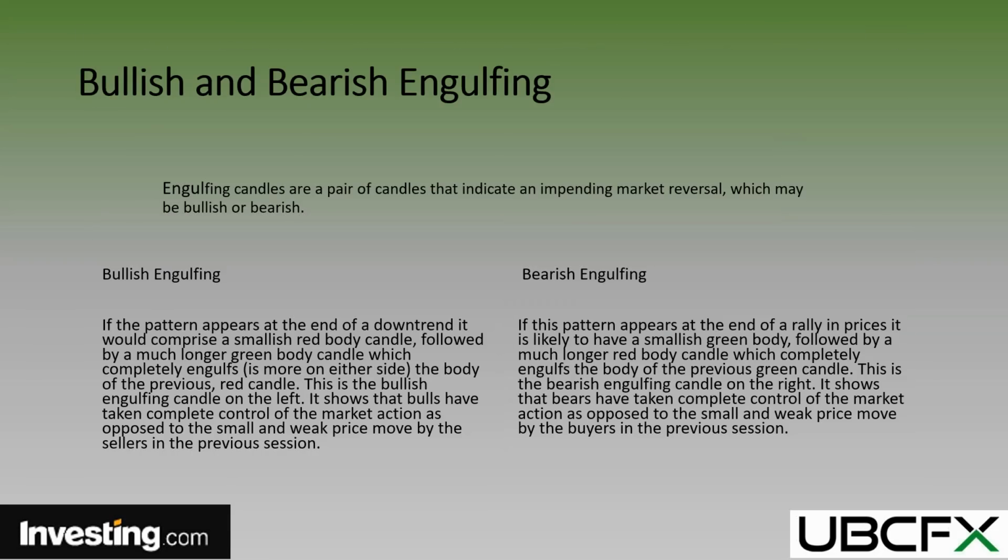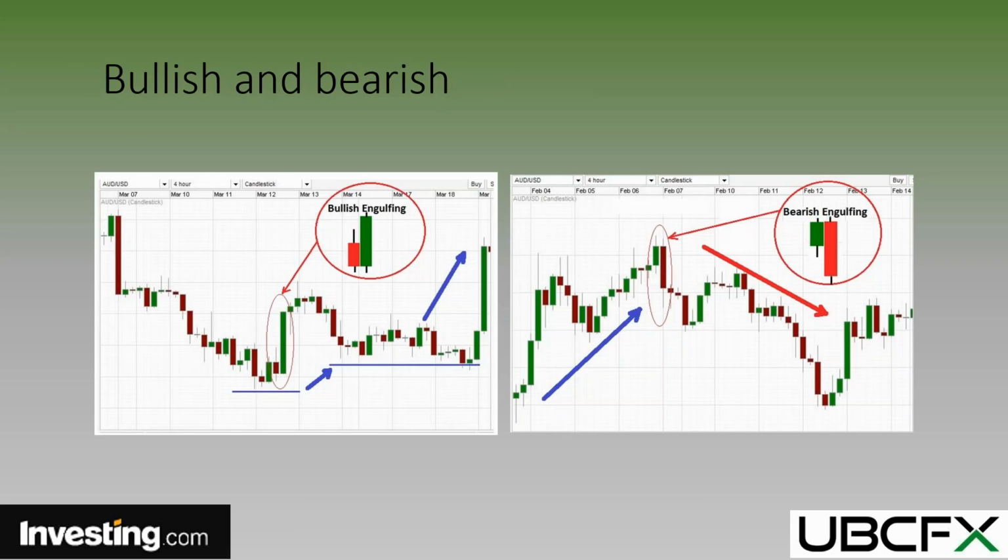So we briefly touched the bullish engulfing, and engulfing candles are a pair of candles that indicate an impending market reversal, which could be bearish or bullish. It depends. Now, for candlesticks, everything is flipped. Whatever you have for bulls, you have the opposite, the mirrored image for bearish. So we have bearish and bullish engulfing, and these patterns appear quite often. You have to know what they're trying to tell you.